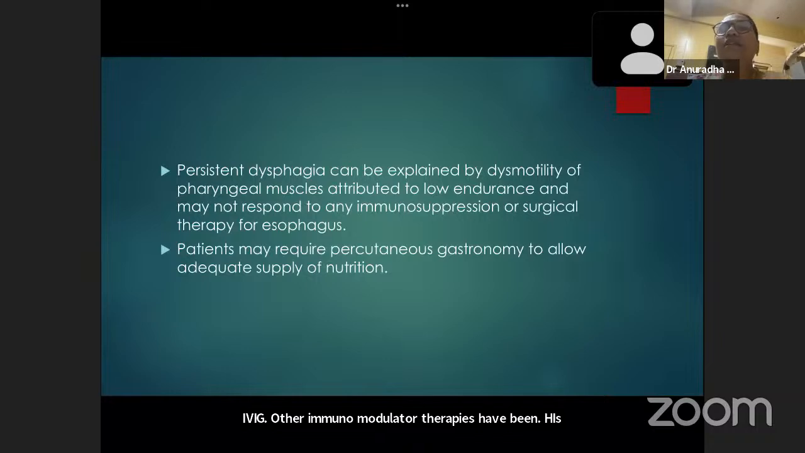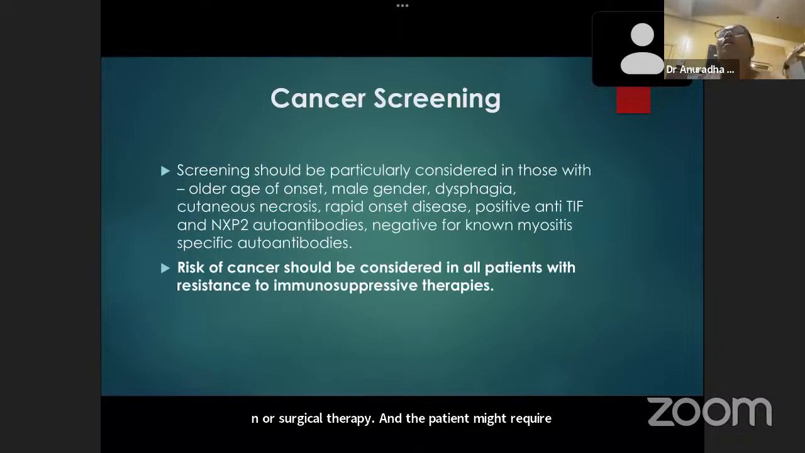And if there is persistent dysphagia, which can be explained by dysmotility of the pharyngeal muscles due to the low endurance, it may not respond to any immunosuppression or surgical therapy, and the patient might require percutaneous gastrostomy to allow adequate supply of nutrition. Now, what is the role of cancer screening in this patient?